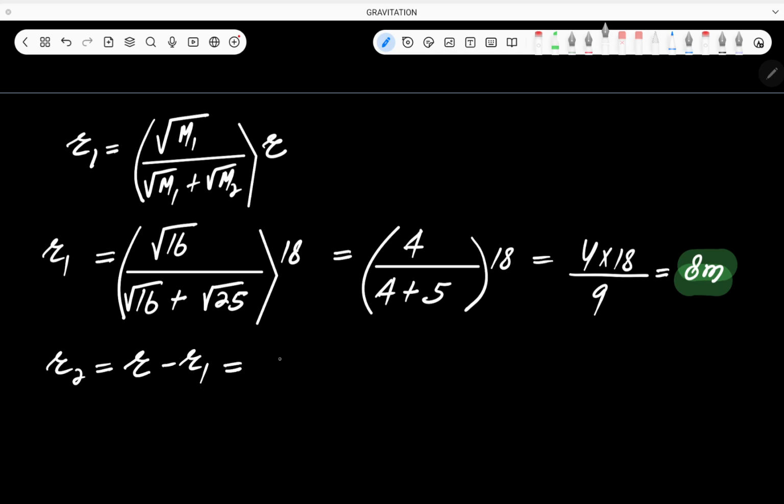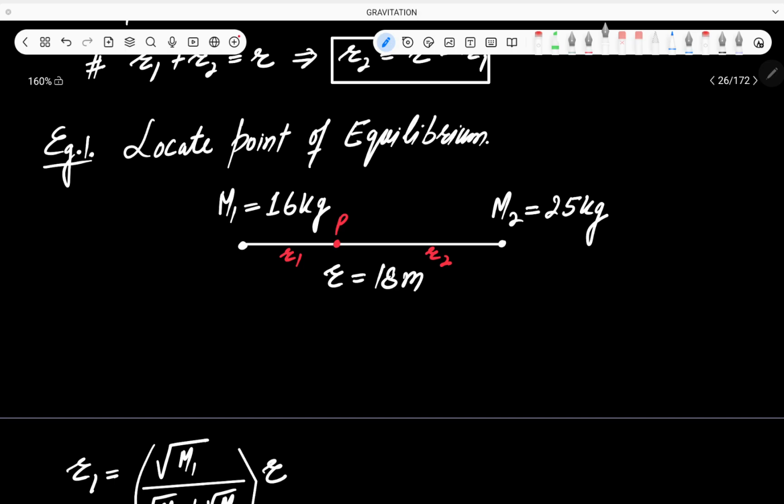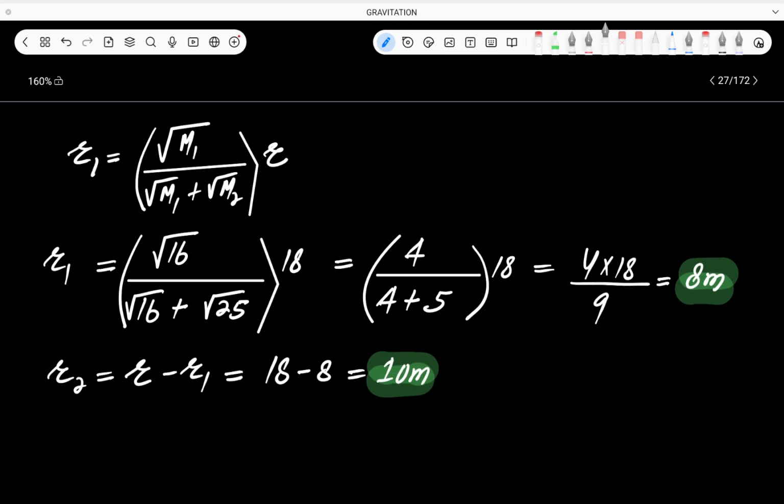The value of r was given as 18, minus 8. 18 minus 8 comes out to be 10 meters. So that implies the value of r1 is equal to 8 meters and the value of r2 is equal to 10 meters. Now have a look that the point of equilibrium lies closer to the smaller mass.